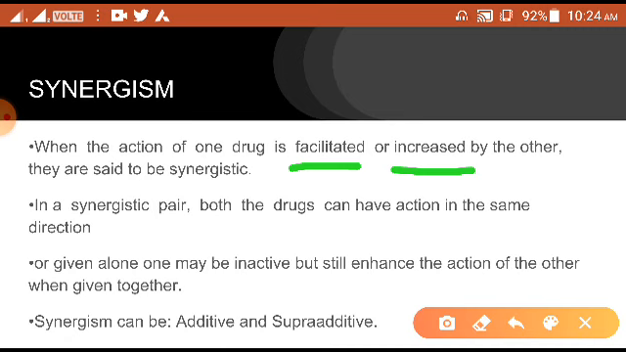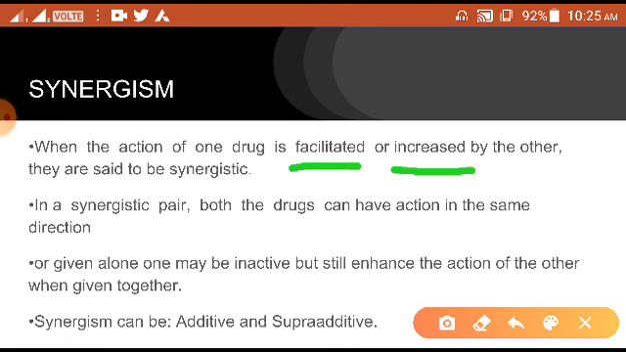In a synergistic pair, both drugs should have action in the same direction. This is also very important. One drug should not oppose the other drug, otherwise it's not synergism, it becomes antagonism. So both have to produce the effect in the same direction, right? If one drug is blocking COX-2 and relieving your pain, the other drug should also produce the same effect, maybe by another method, but it should produce the same effect, meaning to relieve your pain.